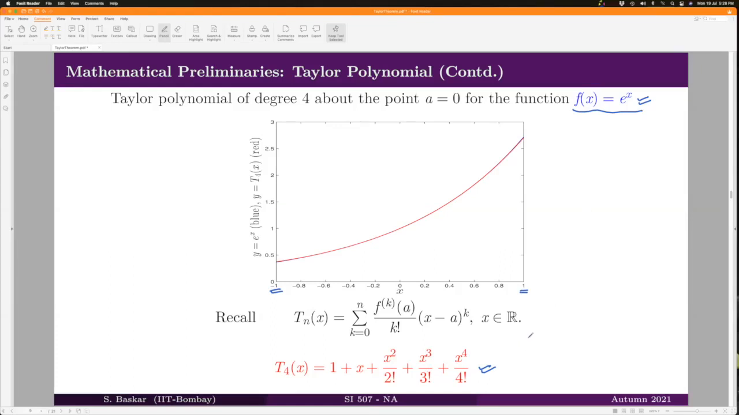That is, we can say that f of x is approximately equal to T4 of x in the interval -1 to 1 in this particular case. That is, in the case when f of x equal to e power x. This much we can say. So based on this idea, let us try to state the Taylor's theorem.